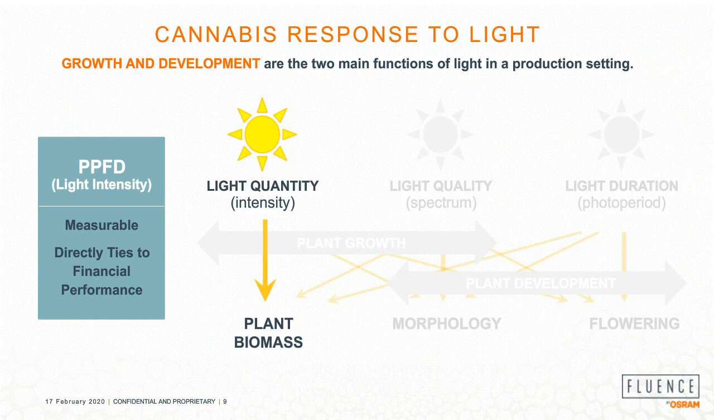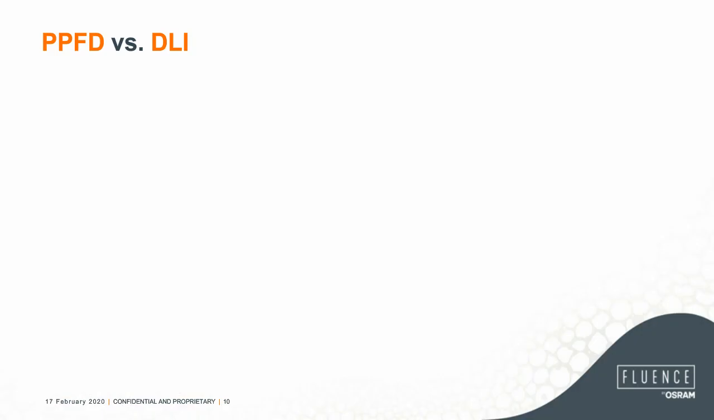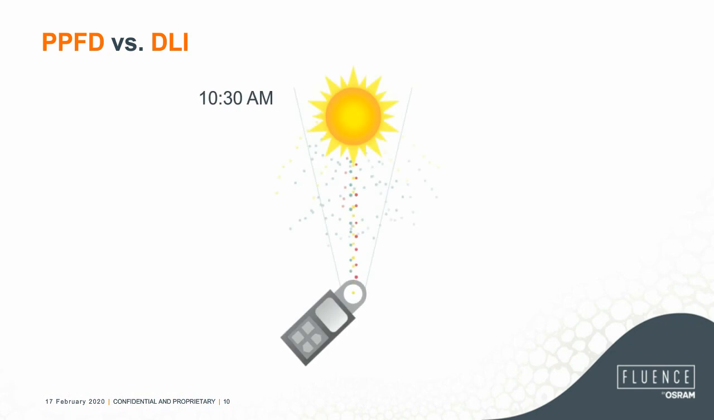Let's dive a little bit deeper and talk about PPFD. Here's a diagram that shows a light source, whether it be the sun or if you're in an indoor sole source lighting setting, at 10:30 in the morning. So you as a grower, you walk into your production environment with this quantum sensor or a light meter, and you're going to check light levels. This is what we call PPFD, an instantaneous reading that you take at one time during the photo period.